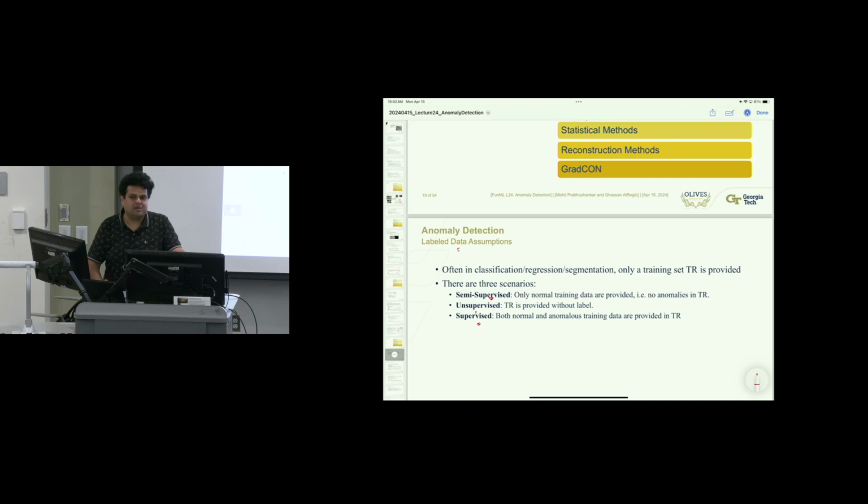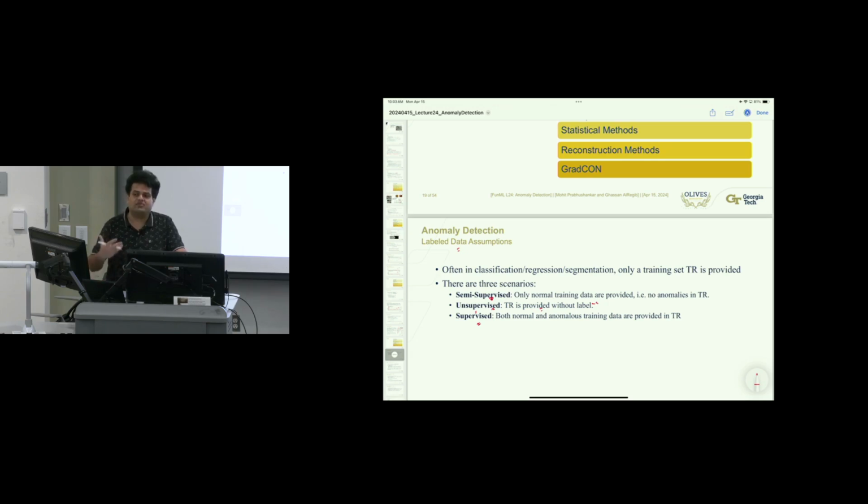Everything is normal data. In the unsupervised setting, on the other hand, your training data can have both normal and anomalous data. In a way, we say that TR is provided without label. And again, I want to stress, label here does not mean pneumonia or COVID-19 or cat and dog. It's the presence of the anomaly or not. So if your training data is provided without label, then maybe some of the training data is anomalous, maybe some of the training data is normal, while in the semi-supervised setting, only normal training data is provided.